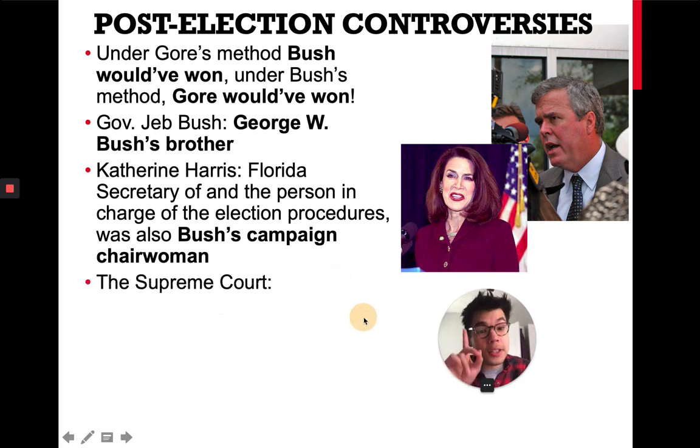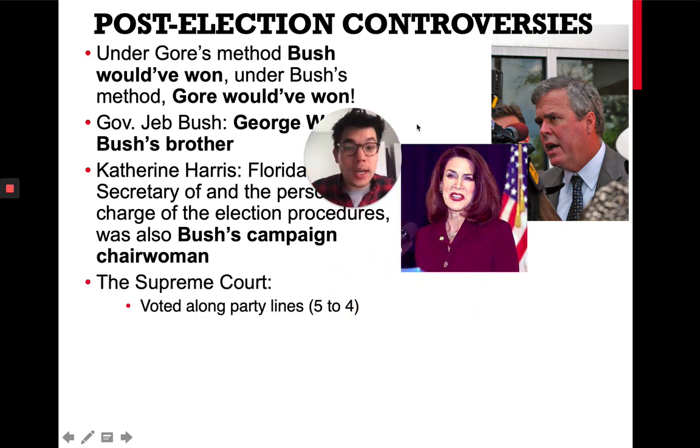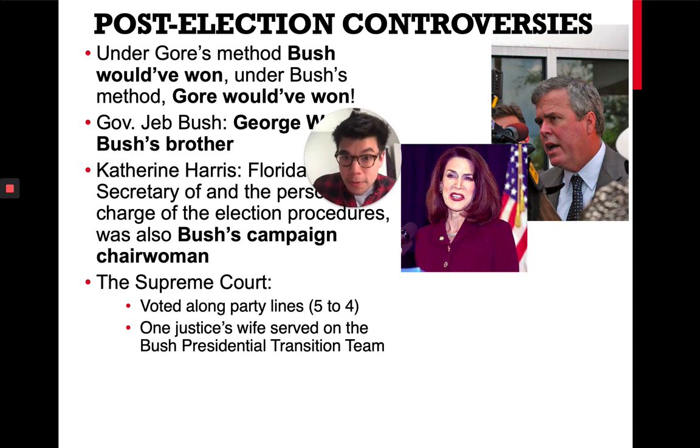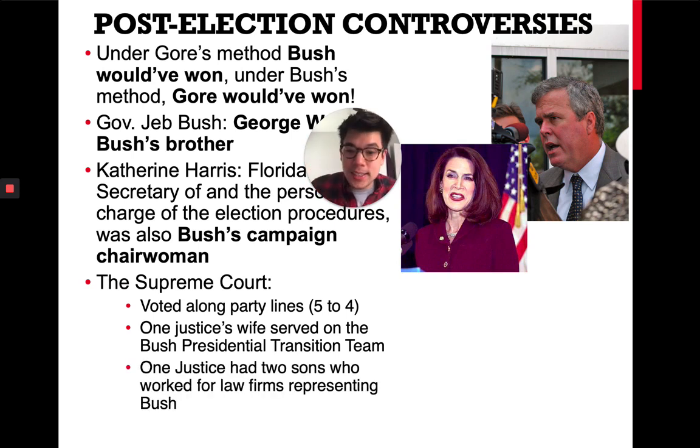As well, on the Supreme Court, everyone voted along party lines. There are five Republicans, 4 Democrats on the Supreme Court. At that time there were, that's not always, but at that time, right? And everyone just voted along with their own party ideology. One justice, his wife ended up working for President George Bush. One justice had two sons who worked for law firms that represented George Bush. So very, very messy, right? Not taking sides here, but it's a little messy, right? Not ideal.